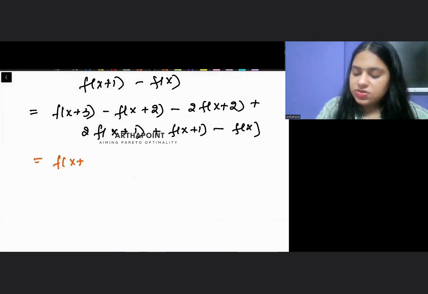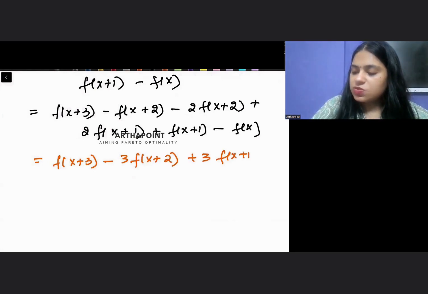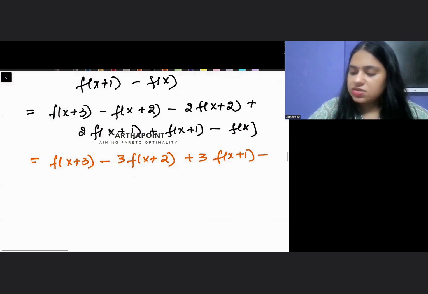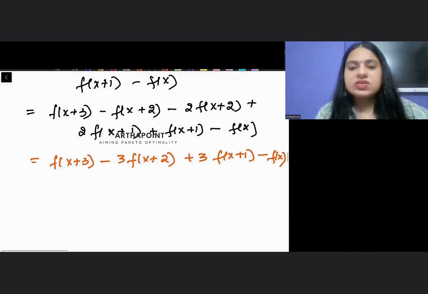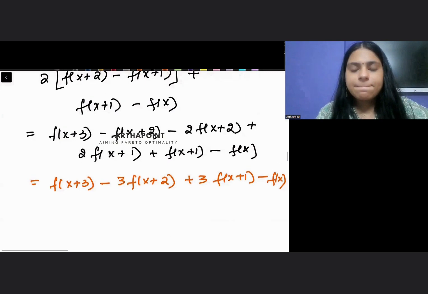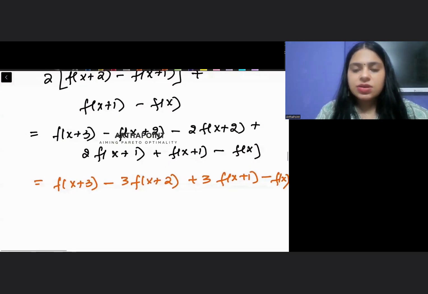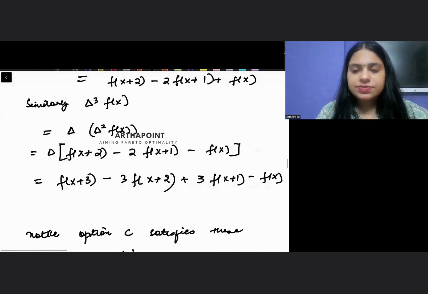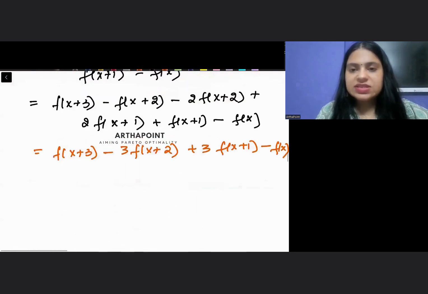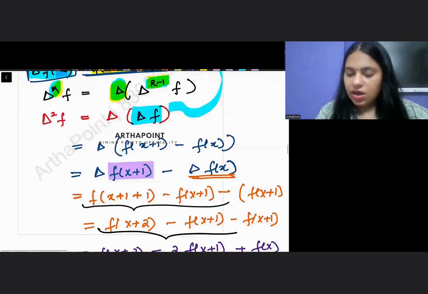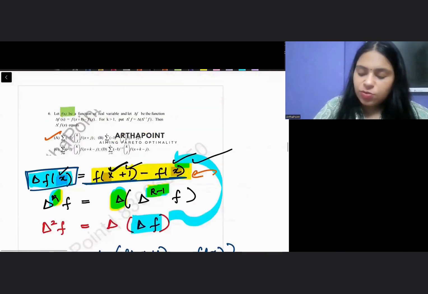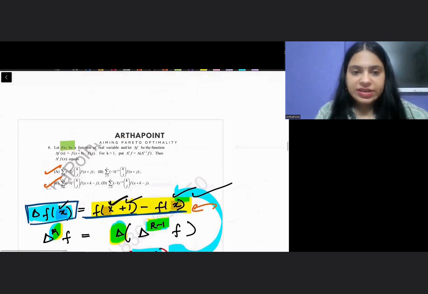f of x plus 3 minus 3 f of x plus 2 plus 3 f of x plus 1 minus f of x. Right? I will get this. Okay, now we need to evaluate what each of these is saying. So I will take this one.